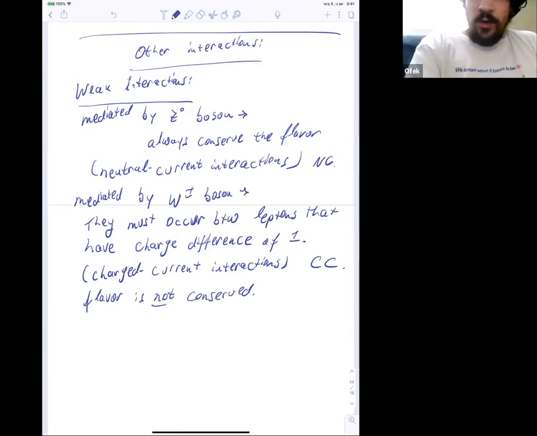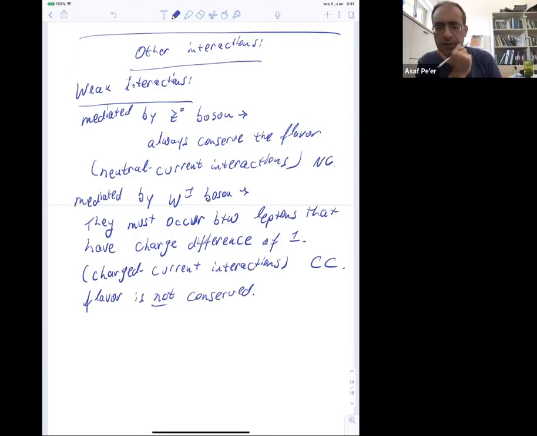Is this one electric charge or flavor charge? No, this is the electric charge. W plus minus means that they carry an electric charge. So they can couple, for example, an electron and an electron neutrino.